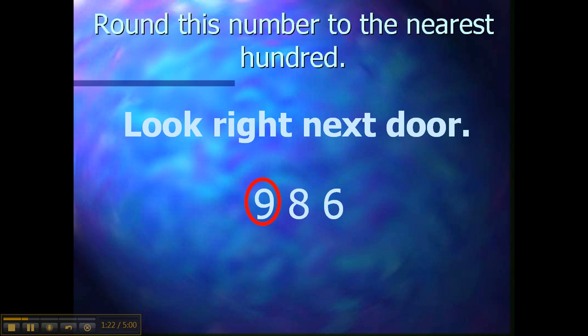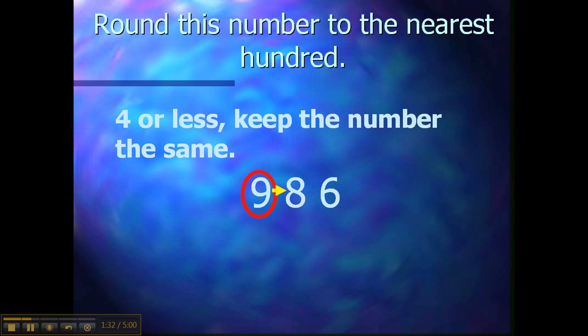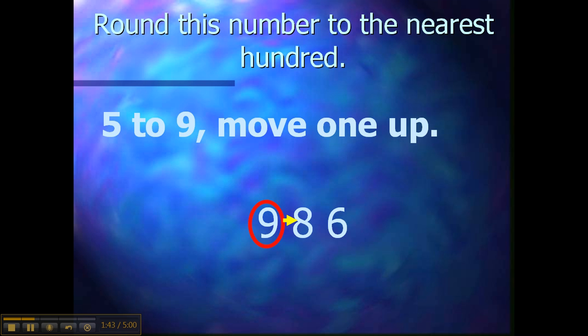Now we're going to look right next door, and that number next door is the number 8. We think about our rhyme, boys and girls. Okay? So 4 or less, keep the number the same. So is 8 4 or less? No, it is not, boys and girls. So we're going to have to go to the next part of our rhyme, which is 5 to 9, move 1 up.